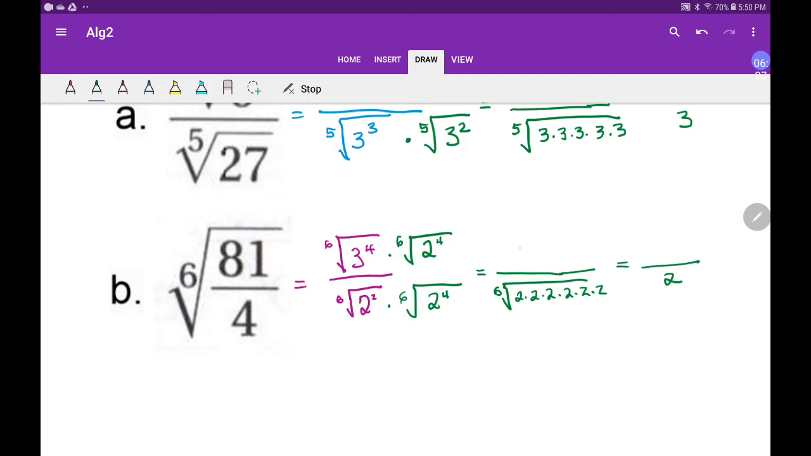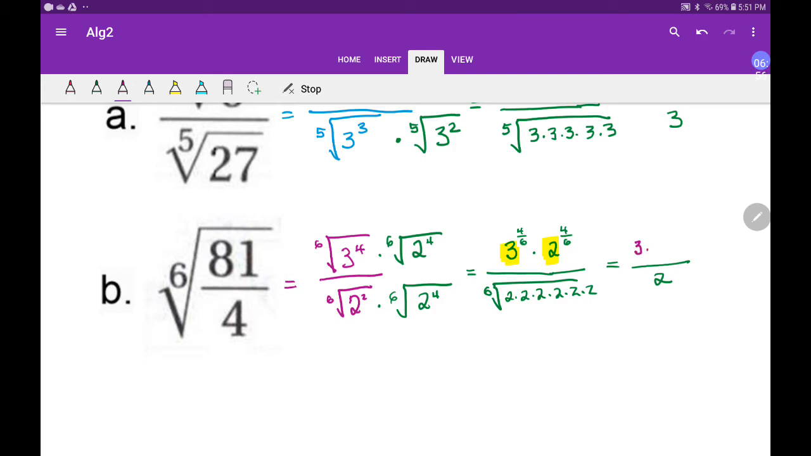Alright, so what can I do with this? Not a whole lot. I have 3 to the 4 over 6. I guess I could reduce that. And I have 2 to the 4 over 6. But I can't put them together because these are not similar bases. Alright? But I guess I could cancel the 2. Do I really want to do that? Isn't that going to get me just back to where I started from? Well, we have 3 to the 2 over 3, because I'm going to reduce my fraction, times 2 to the 2 over 3. Yeah, I don't think I will do that.